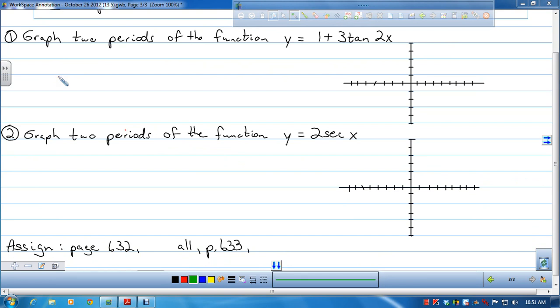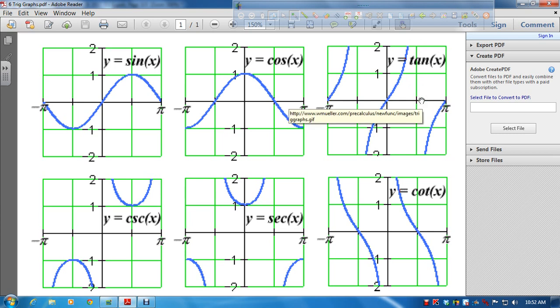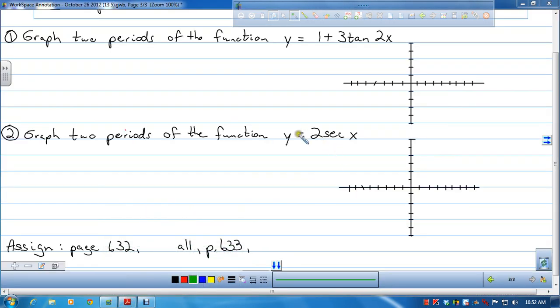Alright, I want to graph two periods of the function y equals 1 plus 3 tangent of 2x. As you can tell, I've got a c value, an a value, and a b value. So this is not going to be exactly like this tangent curve right here. The curve will be the same, but my values will be different: the period and the key points where this thing changes. So let's walk through it and identify some things.